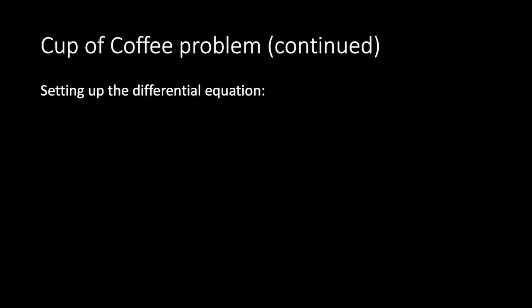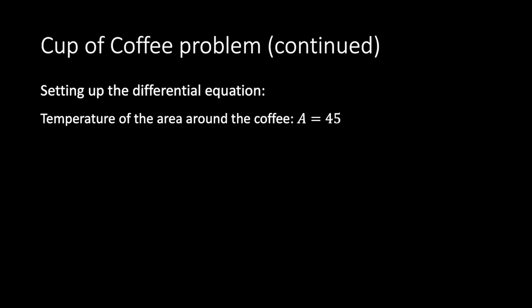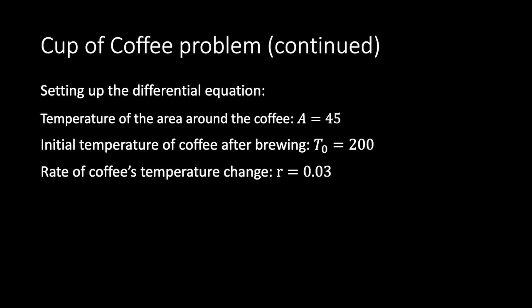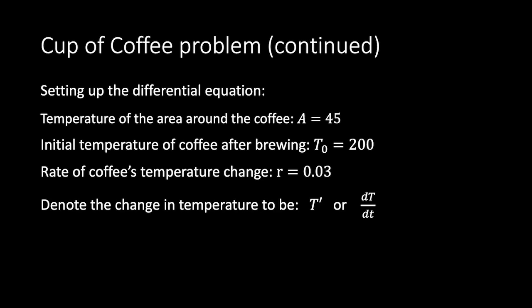This problem can be set up as a differential equation. The temperature outside is 45 degrees, the initial temperature is 200 degrees, the rate of change is 0.03, and we can denote the change in temperature of our coffee to be T prime, or dT over dt. Finally, we can write our differential equation as dT over dt is equal to ra minus rT.